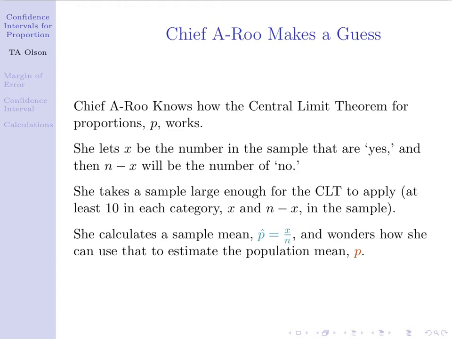So she calculates her sample mean, right? Our P hat is X over N, the proportion of yeses in the total sample. And this time, she wants to use that to estimate the population mean using this confidence interval.